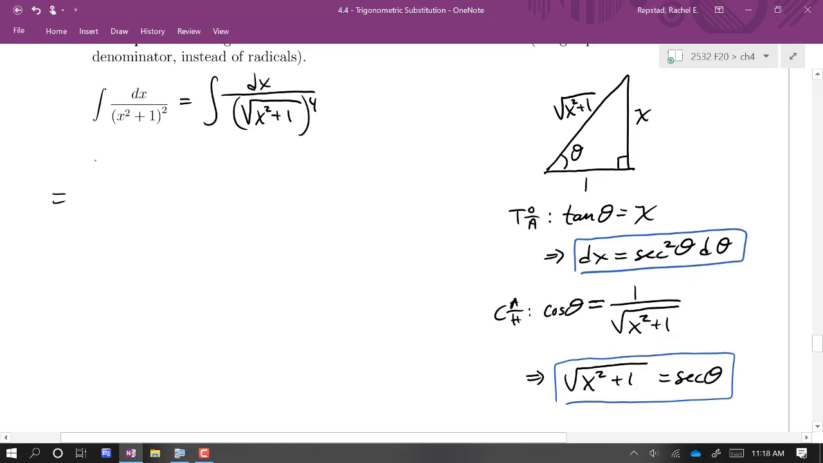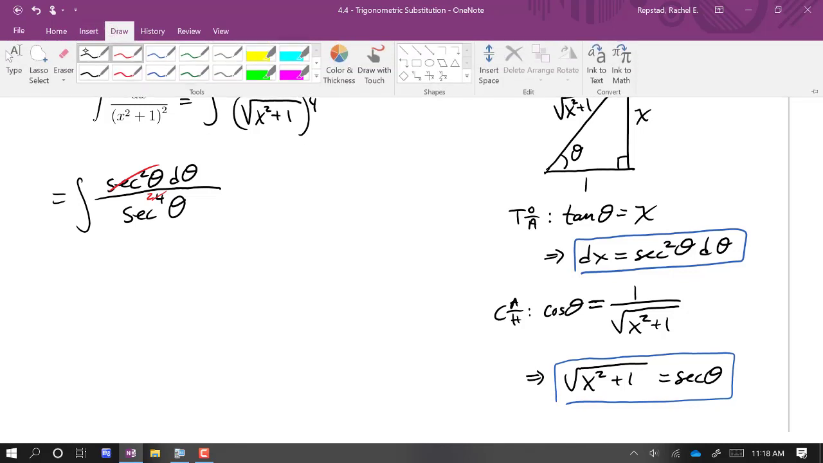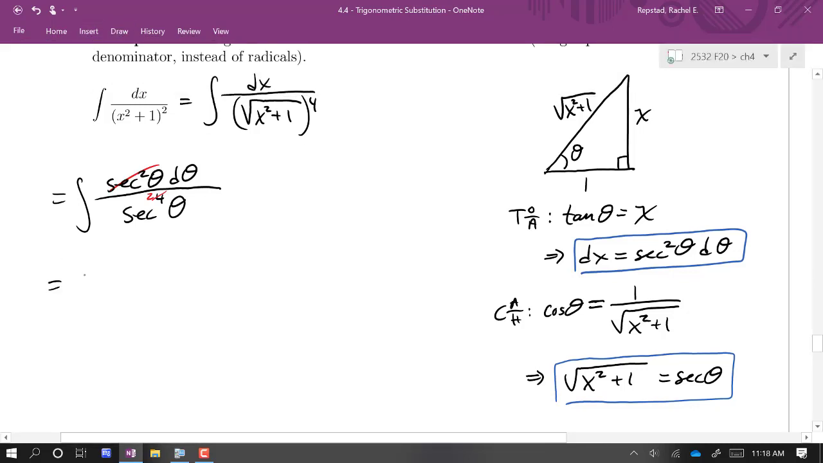Okay, now let's make our substitutions. Rewrite this. Up top we've got dx, that is secant squared theta d theta. On the bottom we have the radical squared, so that'll be secant to the 4th of theta. Do some reducing. Secant squared cancels completely. I'm left with a secant squared in the bottom. So 1 over secant squared is equal to cosine squared.